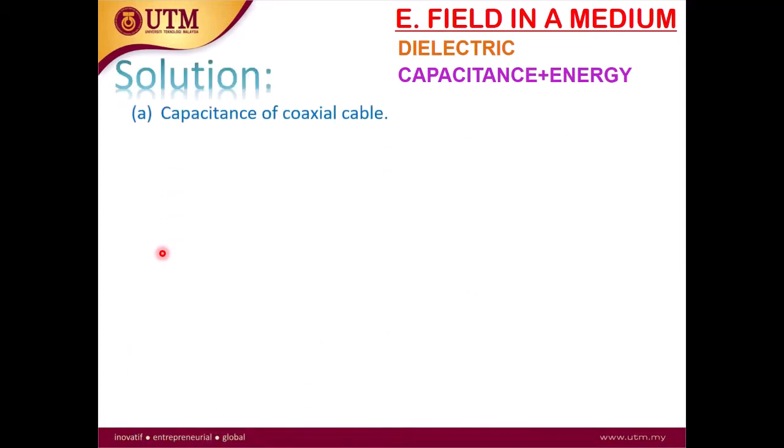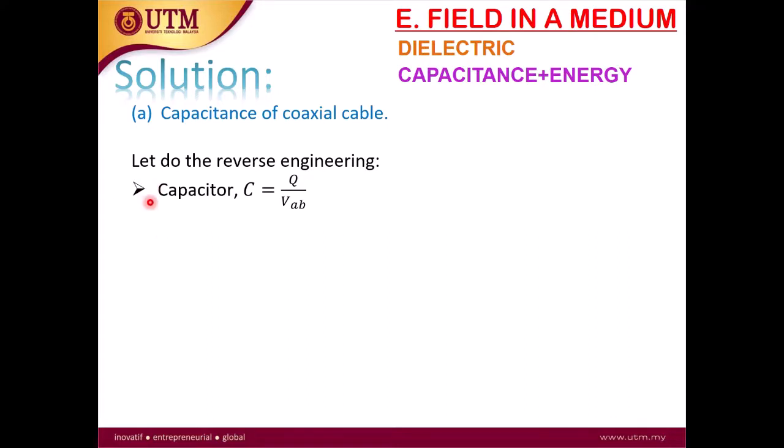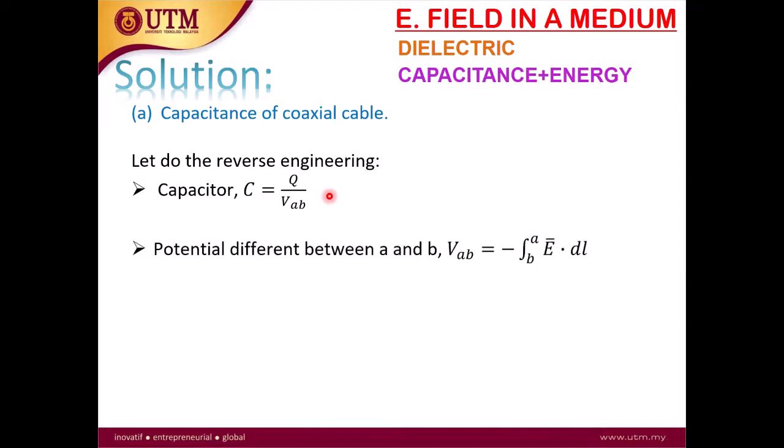To solve this problem, first we want to find the capacitance of the coaxial cable. To find the capacitance, we have to do reverse engineering. Our aim is to find the capacitance C, where C is equal to Q divided by VAB. Before that, we have to determine the potential difference between A and B, which is VAB equal to minus the integral from B to A of E dot dl. We want to find VAB here.